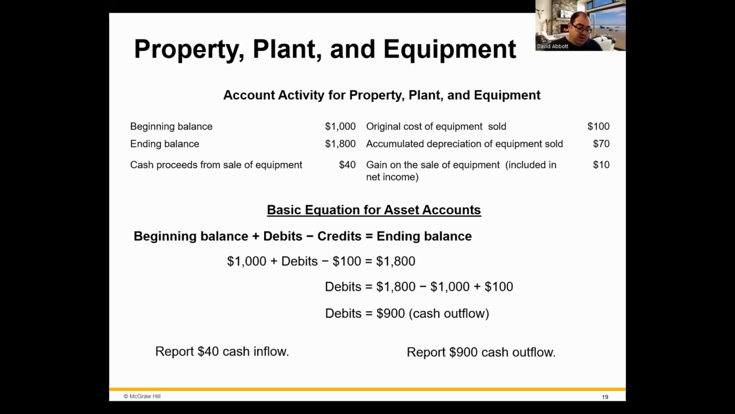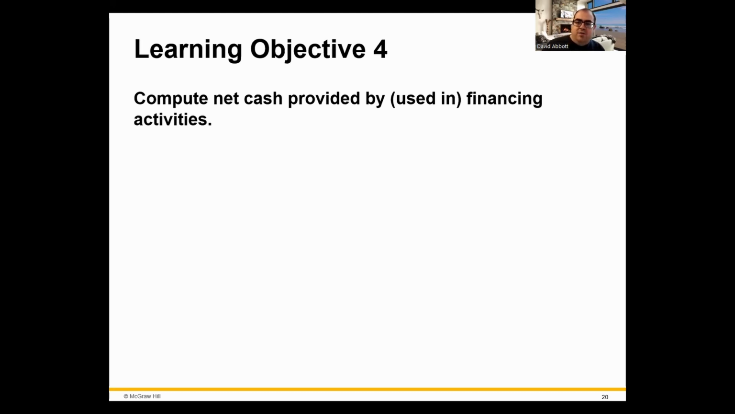And so to illustrate how to compute gross cash flows, let's use the property, plant, and equipment account. Let's assume the information as shown in the top half of this slide. So based on this information, the company will record a cash inflow of $40 related to the sale of equipment. The basic equation for assets can be used to determine that the company would also need to record a cash outflow of $900.